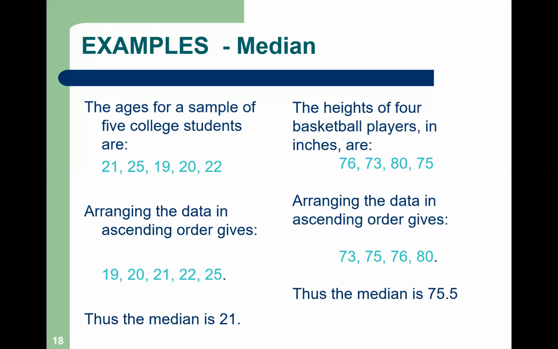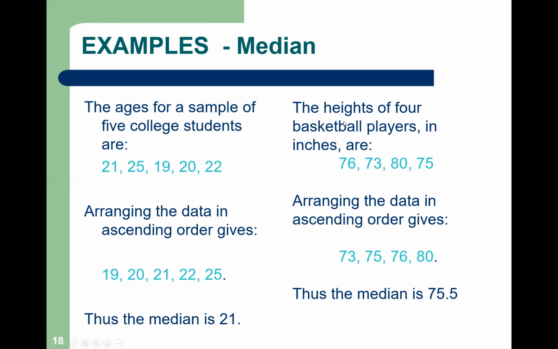The ages for a sample of 5 college students are 21, 25, 19, 20, and 22. First, we need to put this array of data in order. We arrange this data in ascending order: 19, 20, 21, 22, and 25. The formula is n plus 1 divided by 2. How many values are there? N represents the total number of values. There are 5 values. 5 plus 1 is 6. 6 divided by 2 is 3. This means the third value in this data is the median. 1, 2, 3. This is the third value. So the median is 21.